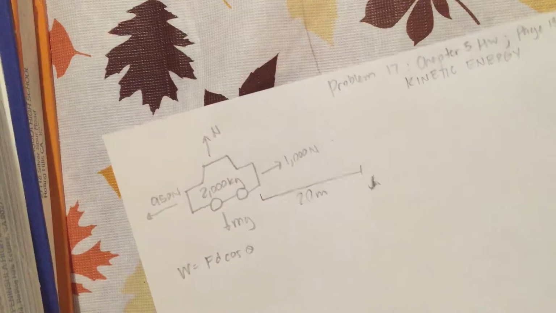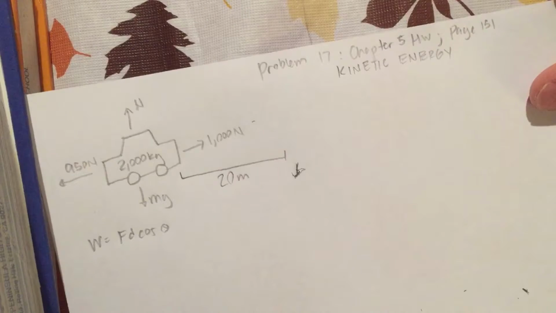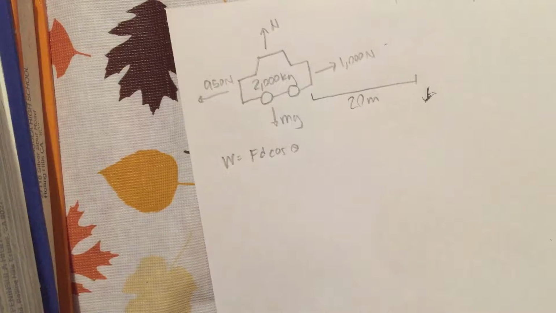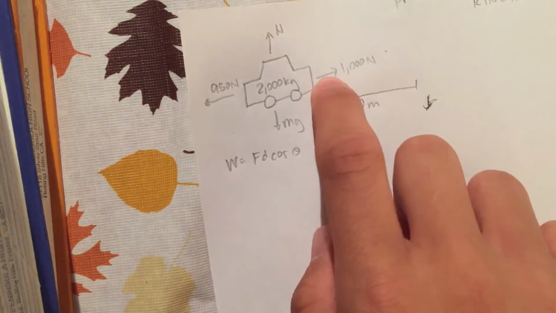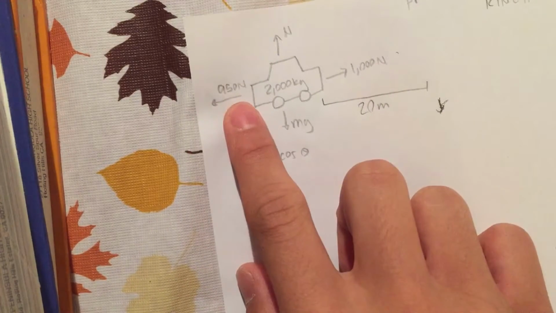Okay, so this is problem number 17 in the chapter 5 homework on page 151 about kinetic energy. This problem calls for you to find the resulting speed of a car that is being pushed 20 meters at 1000 newtons force pushing forward and 950 newton force pushing backward.